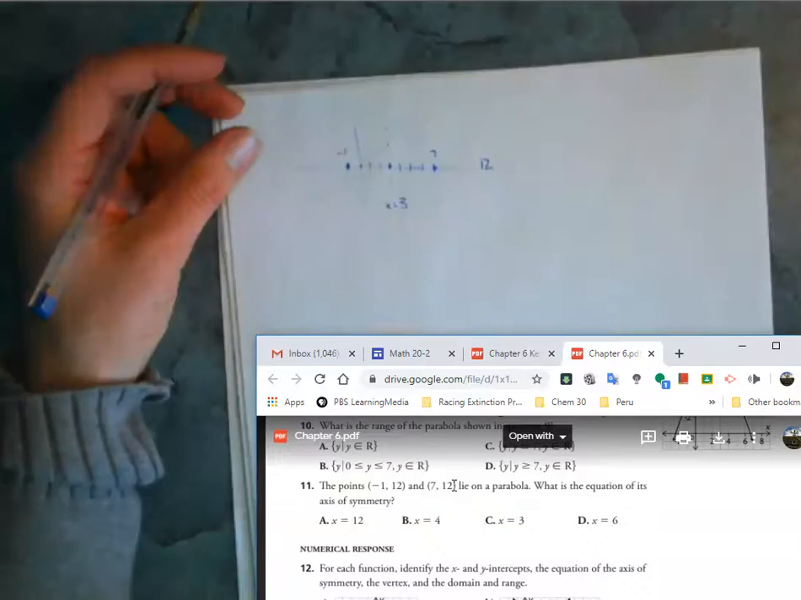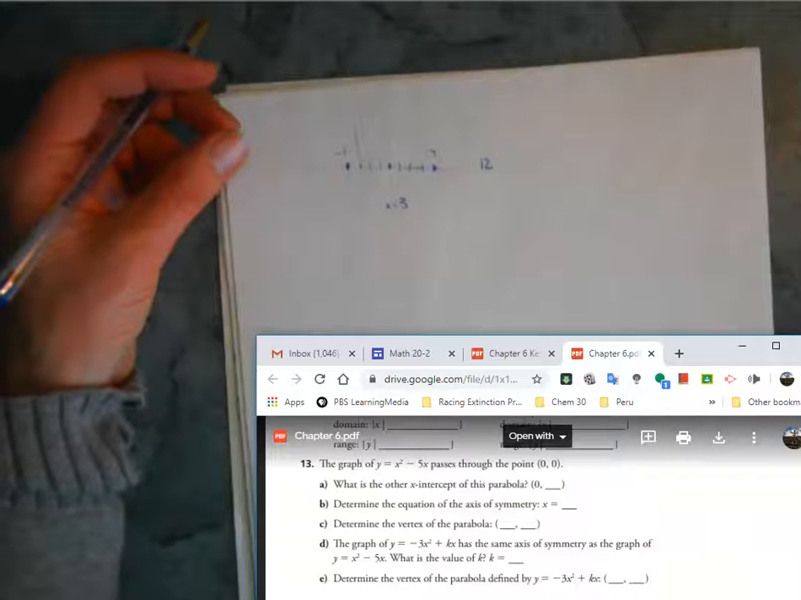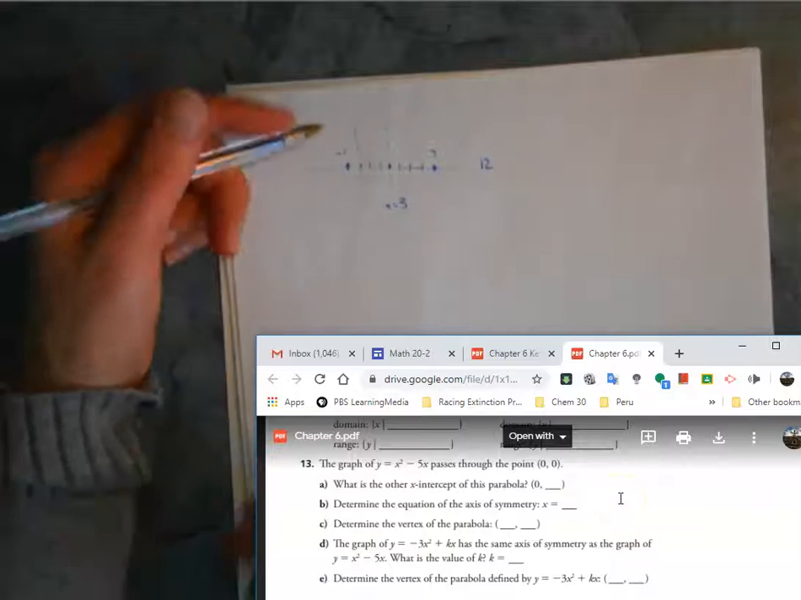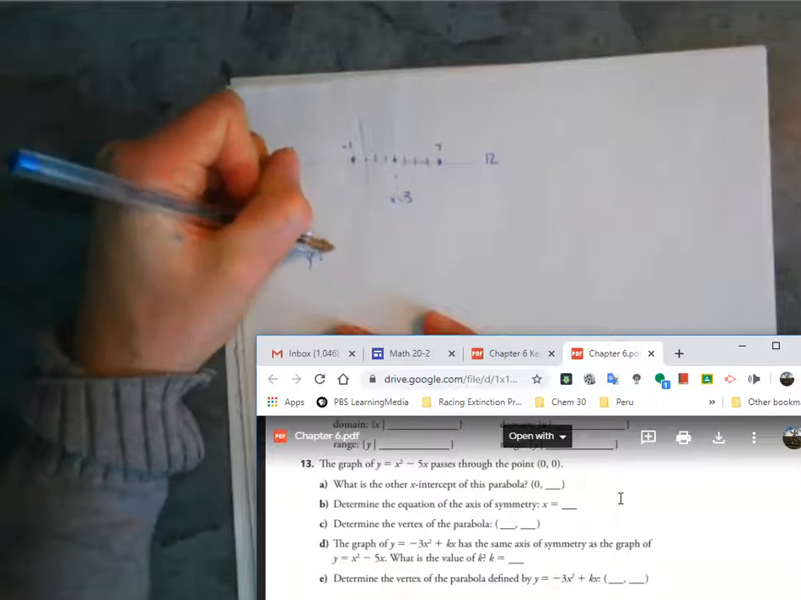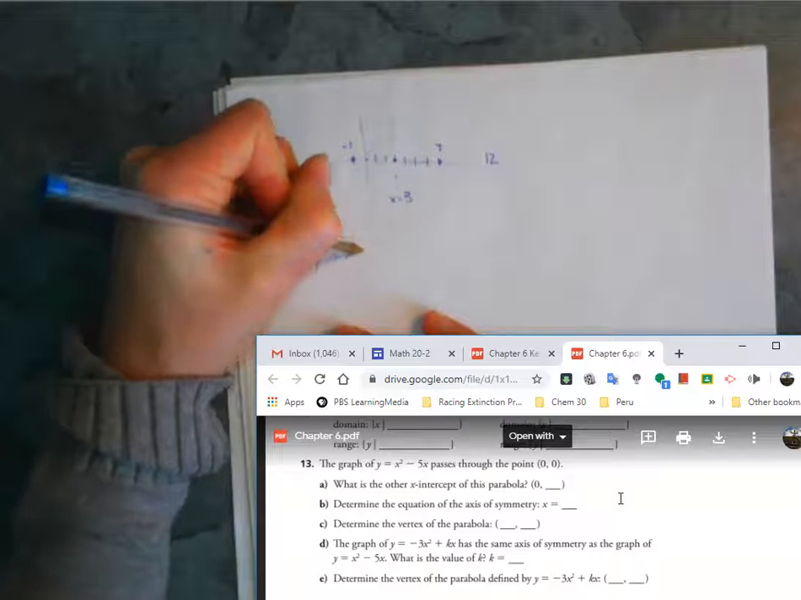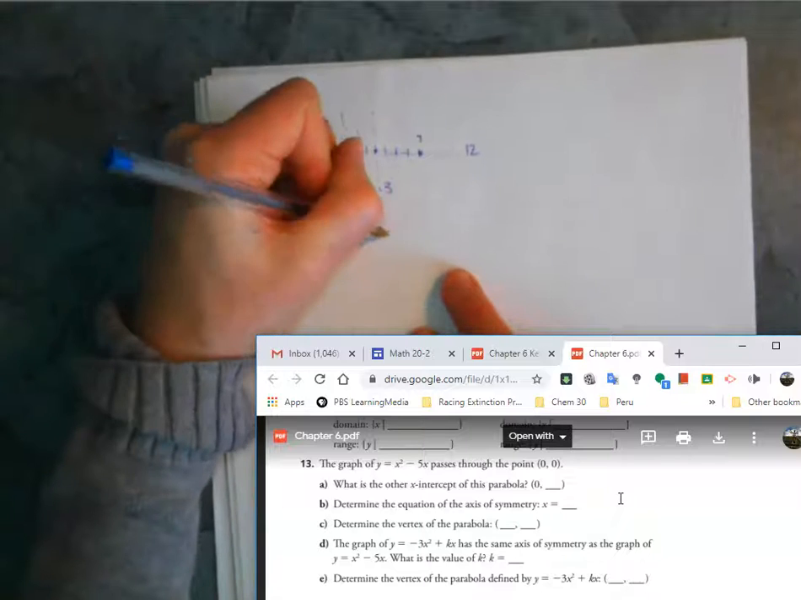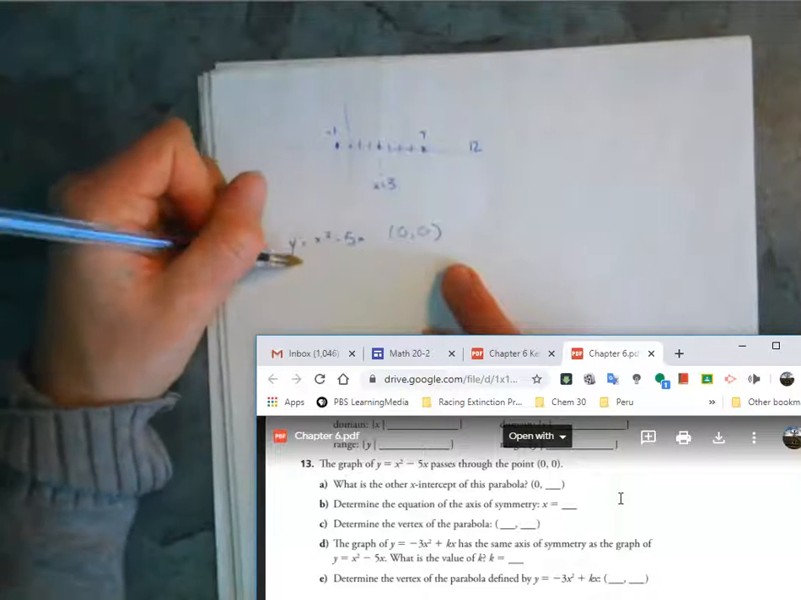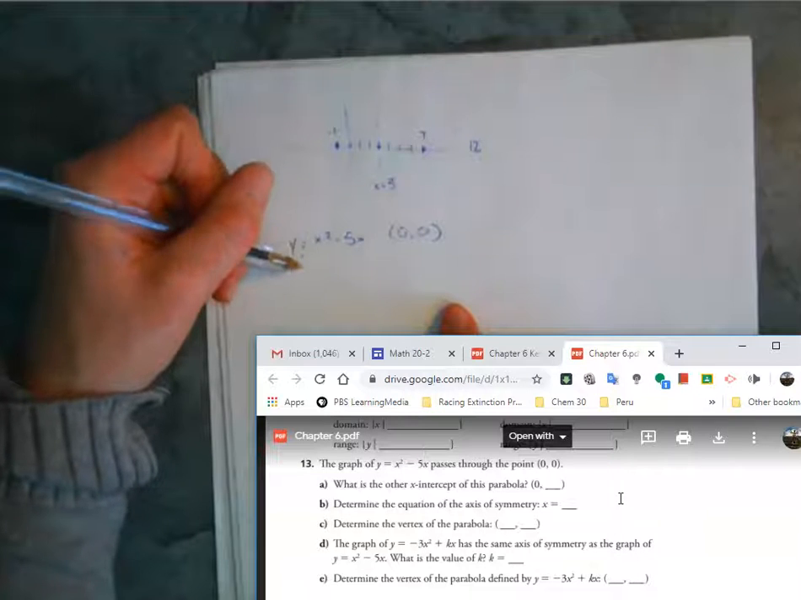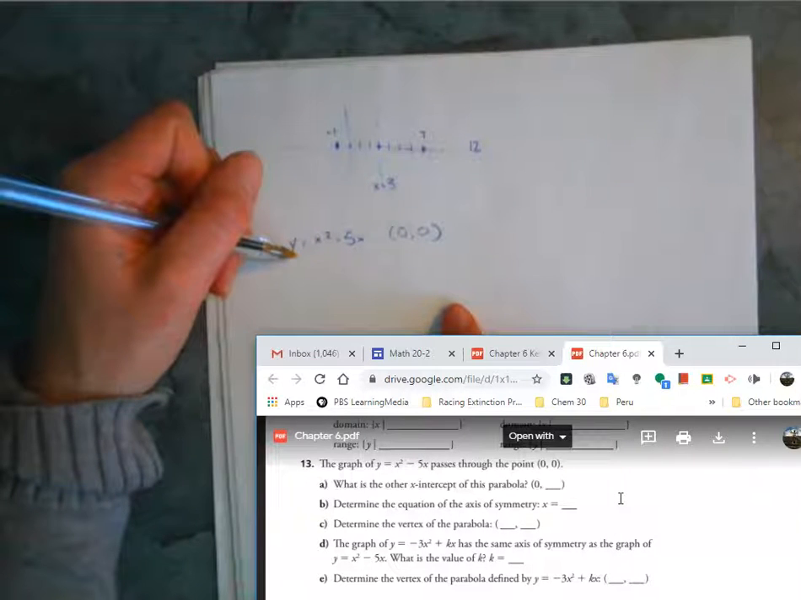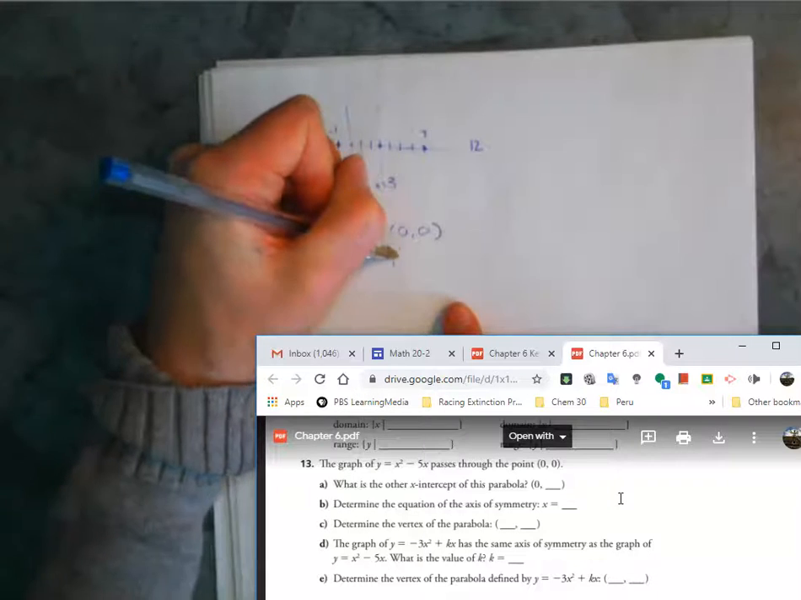Okay, so that's question 11, and then the next one you had was 13D. So in this question, first of all, we're given y equals x squared minus 5x, and we're told that it passes through the point 0, 0. So it basically passes through the origin. And before you get to part D, you determine a bunch of things. So you determine the other x-intercept, which ends up being 5, 0.